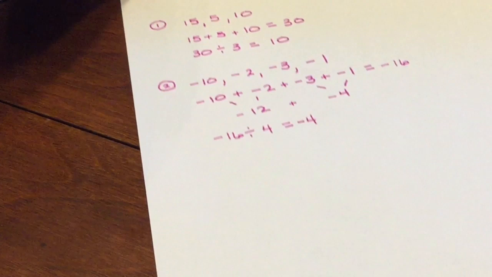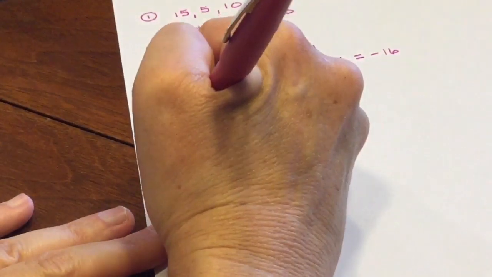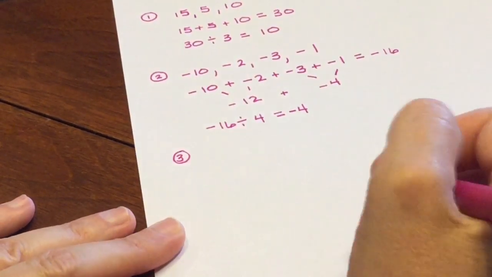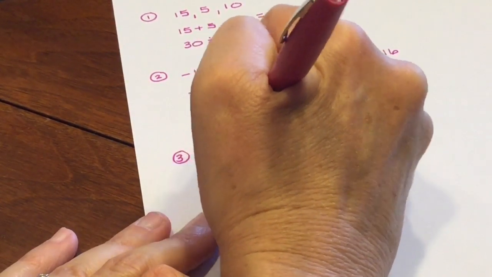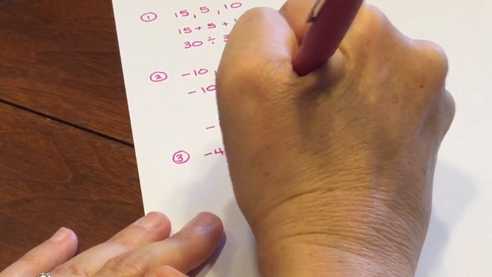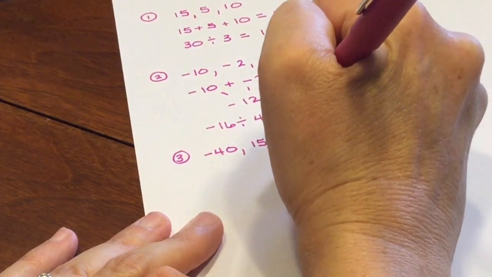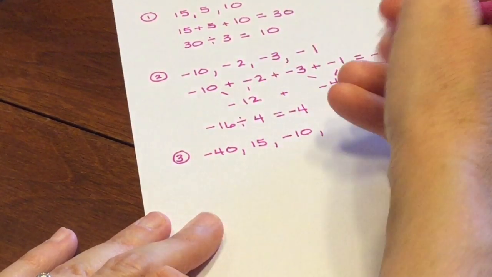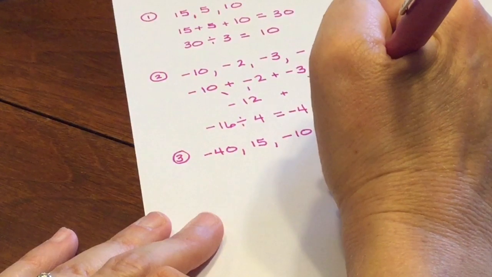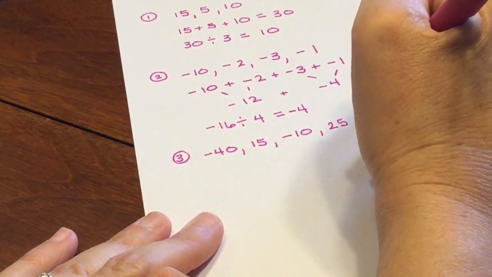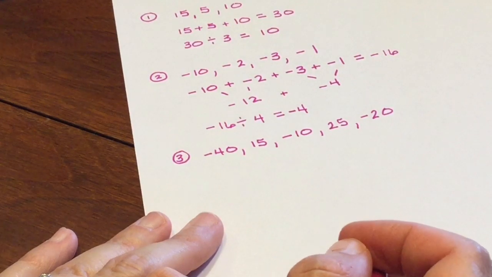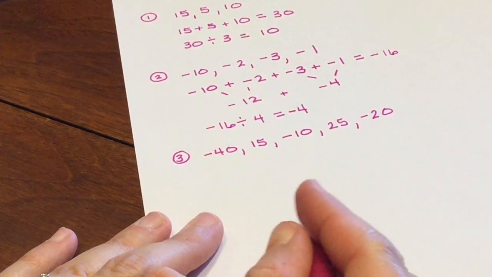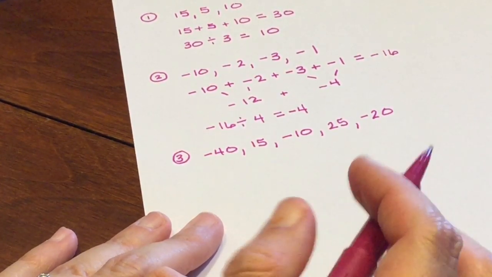All right, let's look at one final example here. Let's combine some positives and negatives together here. Okay, let's say that we have negative 40, 15, negative 10, 25, and negative 20. Okay. All right, so we have 5 numbers there.